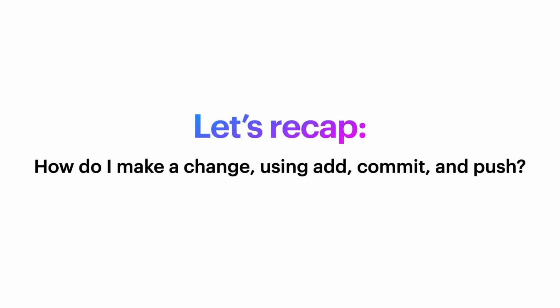Let's recap. How do I make a change using add, commit, and push? Before you prepare to tell Git about a change to a file you've made or created, you must first stage it, and that's what git add does. Then you want to let Git know what changes you've made to said file. So we execute git commit followed by the message that describes just that. Lastly, you do git push, which saves your work to the GitHub servers.